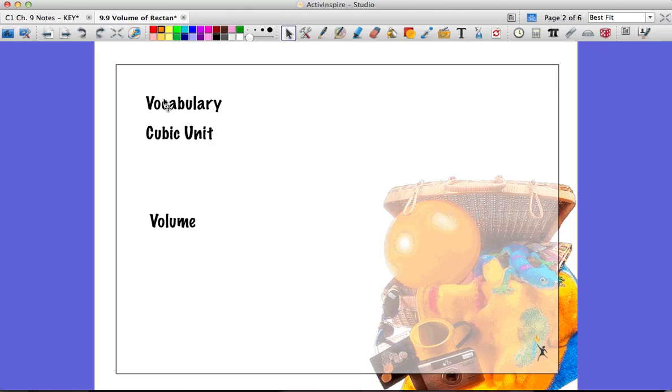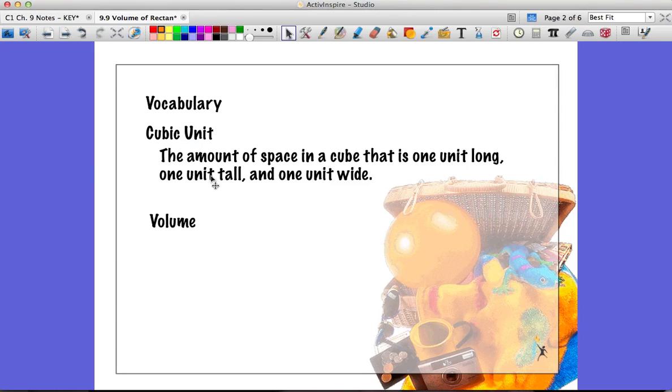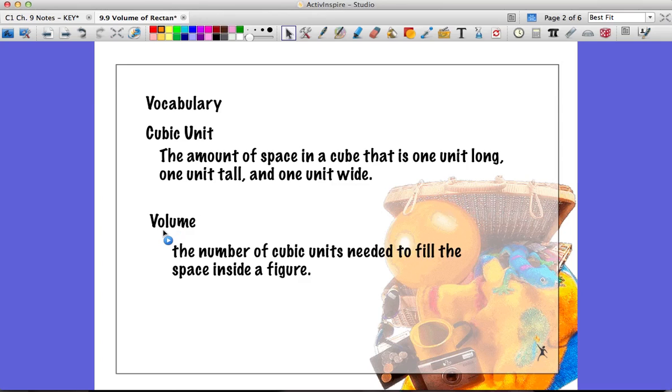Right, so the first thing we need to know is what is a cubic unit. A cubic unit is the amount of space in a cube that is 1 unit long, 1 unit tall, and 1 unit wide. Volume is the number of cubic units needed to fill the space inside of a figure.